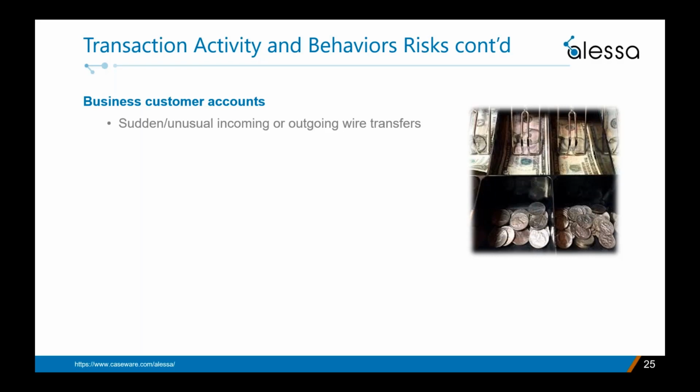Sudden use of incoming or outgoing wire transfers when they've never used wire transfers before. Patterns of incoming wire transfers followed by one or more outgoing disbursements, either wires, checks, or cash withdrawals, that add up to close to that of incoming funds. This could indicate they're acting as an intermediary in the layering phase of money laundering, and they're probably getting to keep as much as 10% of the funds as their compensation.